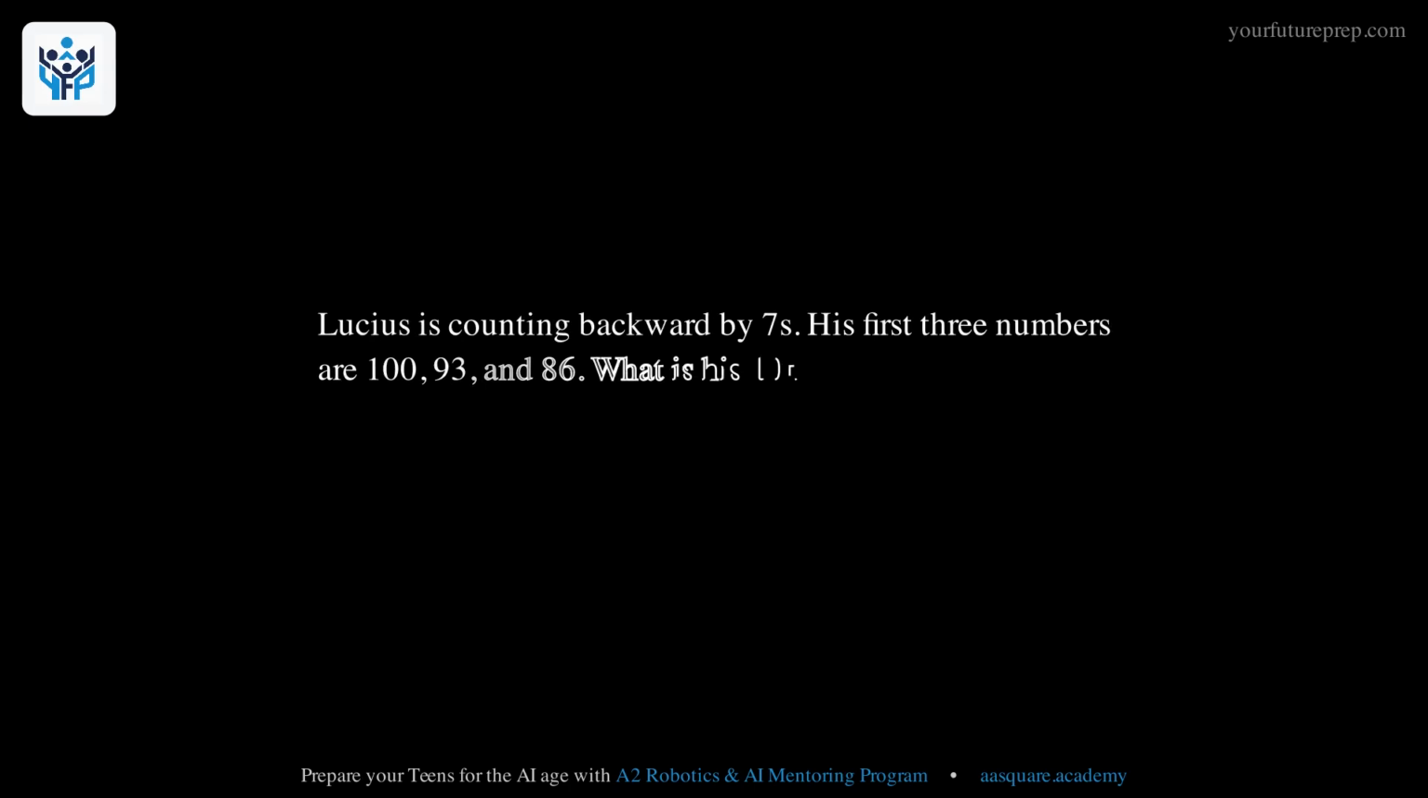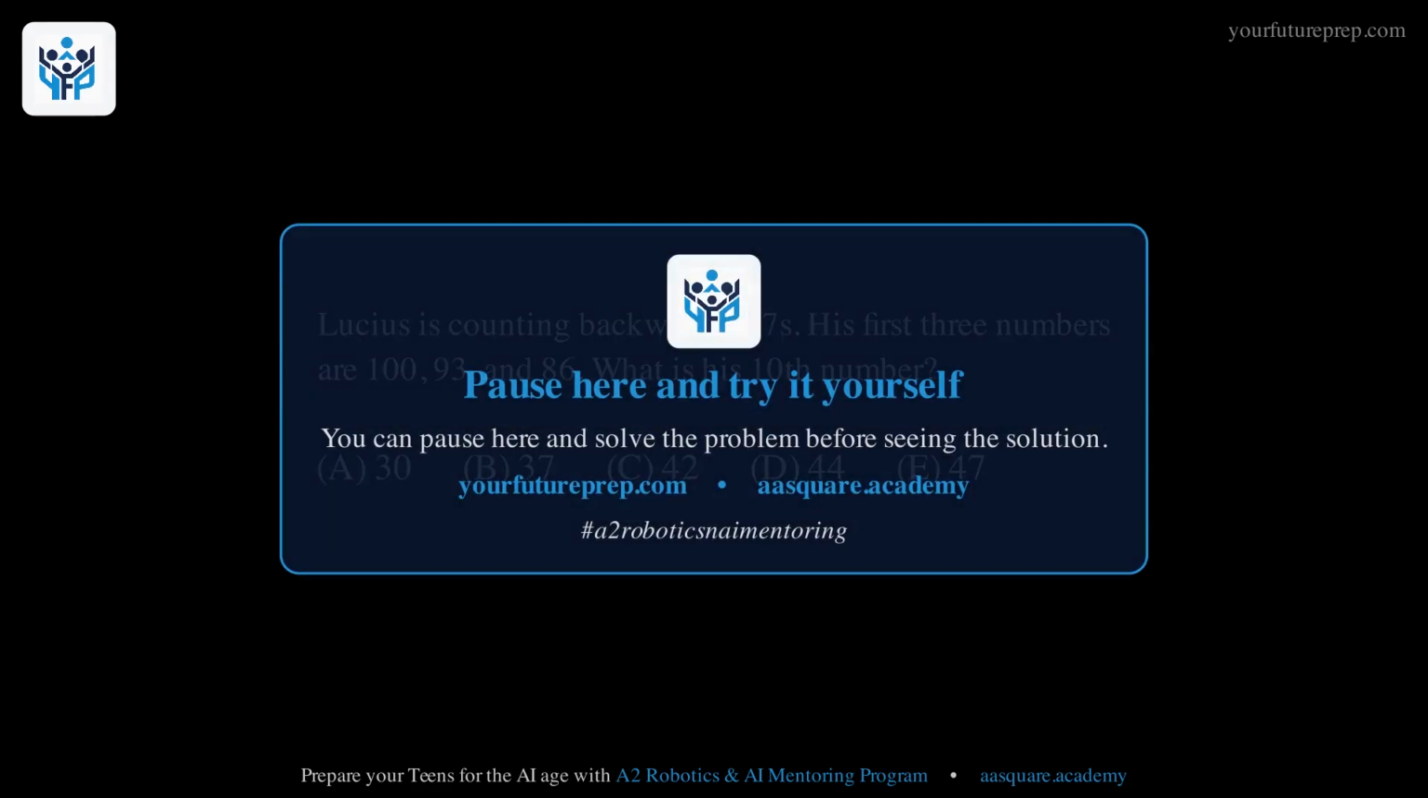Lucius is counting backward by sevens. His first three numbers are 100, 93, and 86. What is his 10th number? You can pause here and solve the problem before seeing the solution.